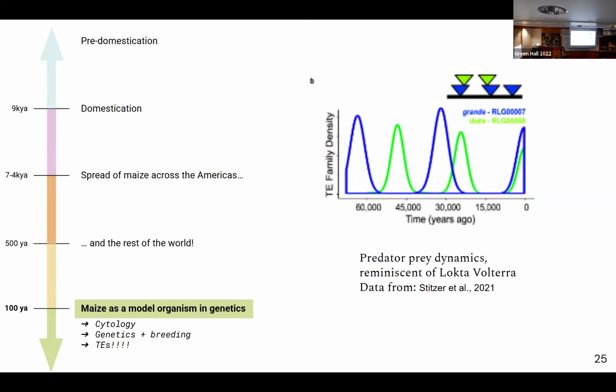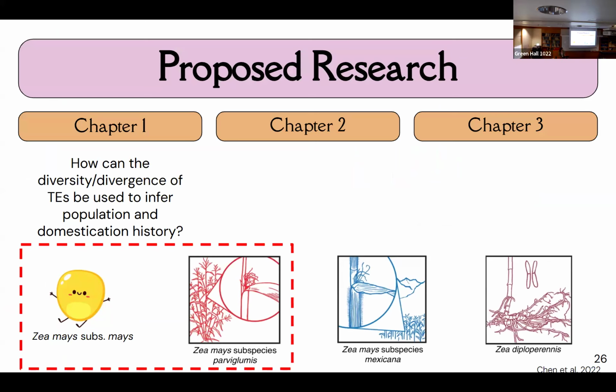TEs evolve with genomes, and genomes evolve with TEs, and TEs evolve with TEs. And due to the close relationship between TEs and genome function, modern TE abundance is a direct result of past evolutionary history, and thus can inform past evolution. All of this leads me to my research.